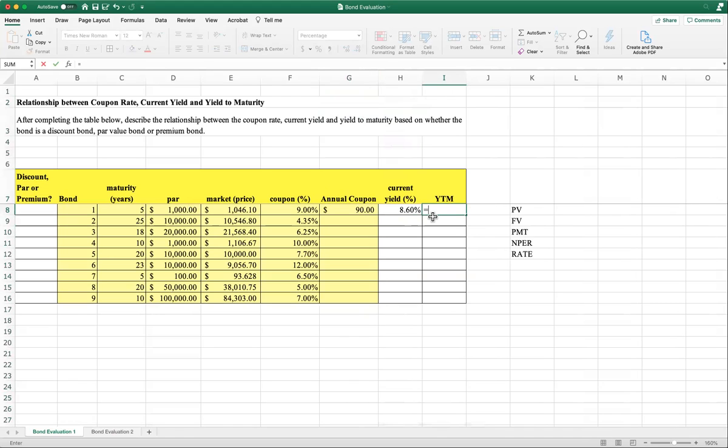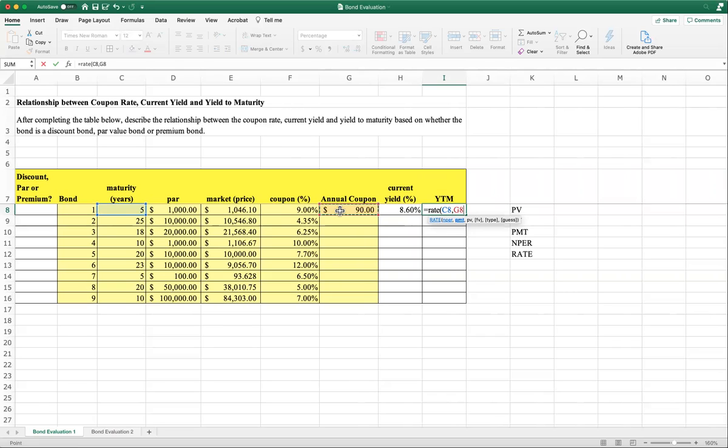So then let me calculate yield to maturity. Yield to maturity equals, I know I'm calculating the rate. And the number of periods is going to be what? How many periods? 5 years left, and in this case it's an annual coupon bond, so there's 5 years left. And the payment is going to be what? It's going to be the annual coupons.